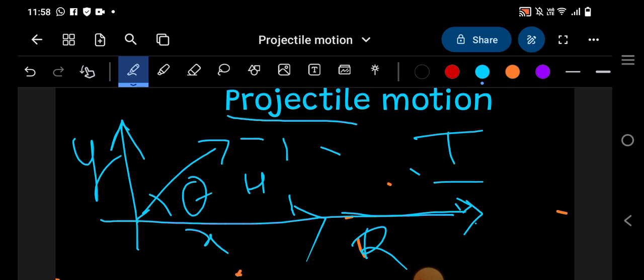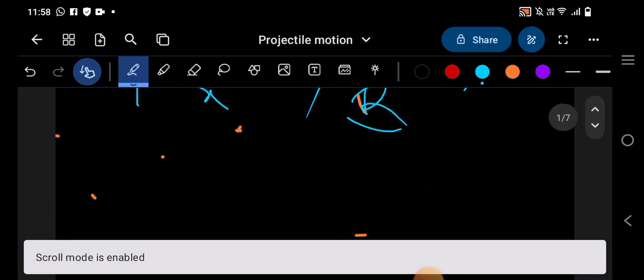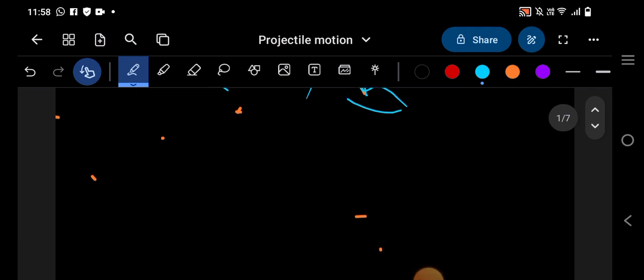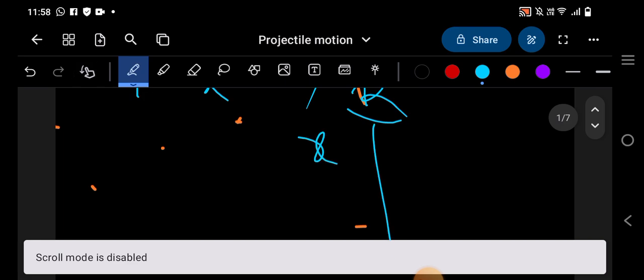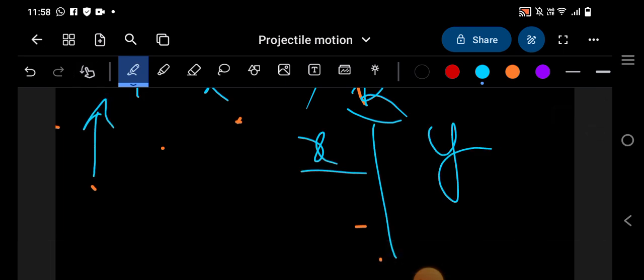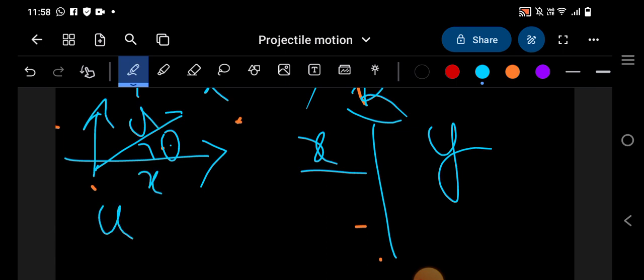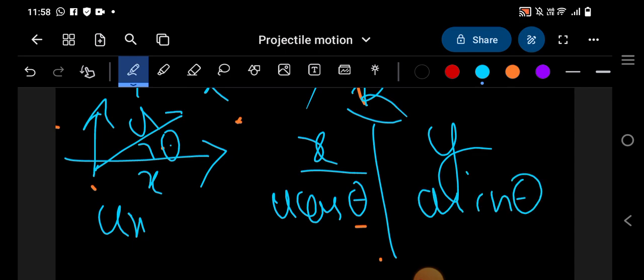So we have to calculate today the expression for this h, r and t in terms of u, g and this theta. For tackling this type of motion, we have to consider two directions separately: first the x direction, and the y direction. We have thrown the object with velocity u at an angle theta. In the x direction, ux is u cos theta, the horizontal component. Similarly, in the y direction, it is u sin theta, the vertical component.